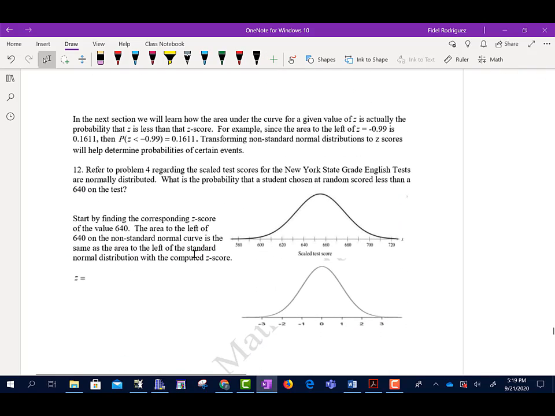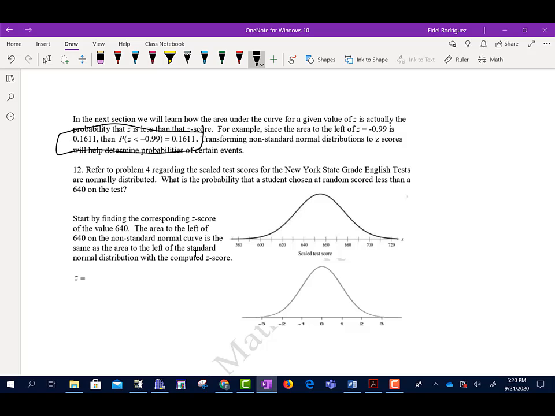Okay, so last problem here says in the next section we're going to learn how the area under the curve for a given value of z is actually the probability that z is less than that z-score. For example, since the area to the left of z equals negative 0.99 is 0.1611, then the probability that z is less than negative 0.99 is 0.1611. Transforming non-standard normal distributions to z-scores will help determine probabilities of certain events.